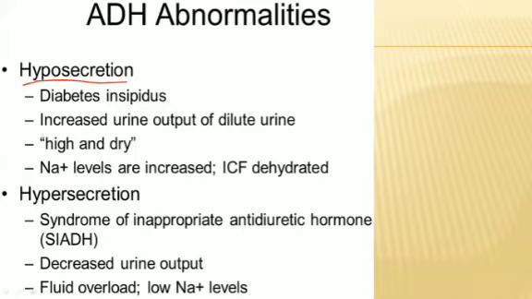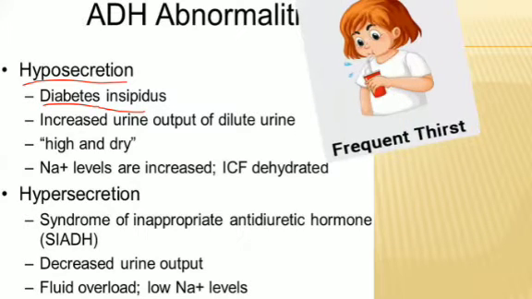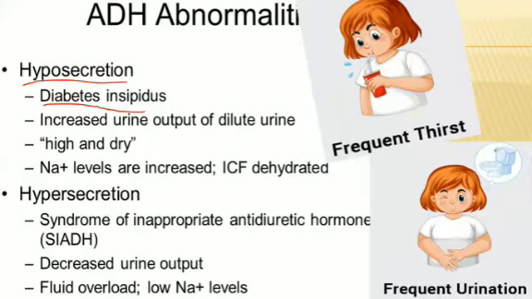Hyposecretion, if it secretes less, causes diabetes insipidus. Diabetes mellitus is the problem of insulin, and diabetes insipidus is the problem of frequent thirst and frequent urination. If a person is suffering from this, he has diabetes insipidus. It means ADH is not maintaining water retention, or is not being produced properly. So there is increased output of dilute urine, and the body gets dry as well, because there is more urination and more release of water from the body.